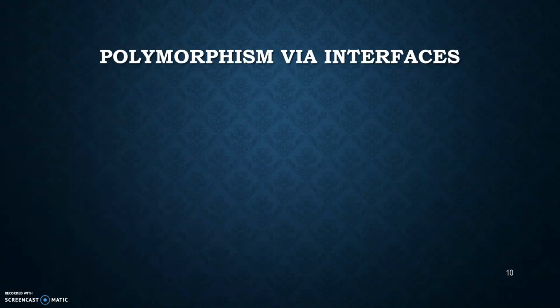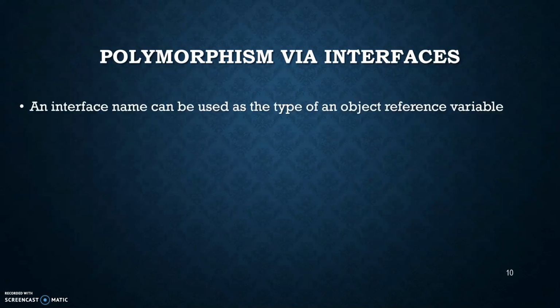As we've seen many times, a class name is used to declare the type of an object's reference variable. In the same way, an interface name can be used as a type of reference variable as well. An interface reference variable can be used to refer to any object of any class that implements that interface. An interface name can be used as a type of an object reference variable.